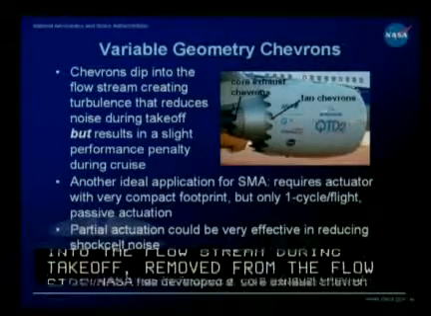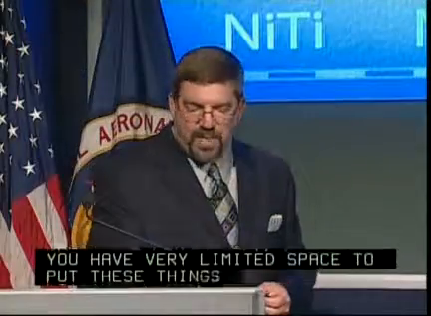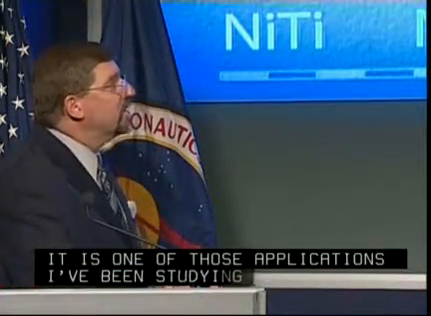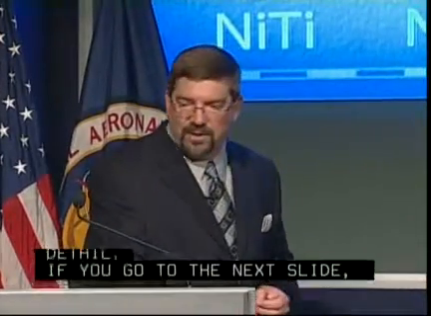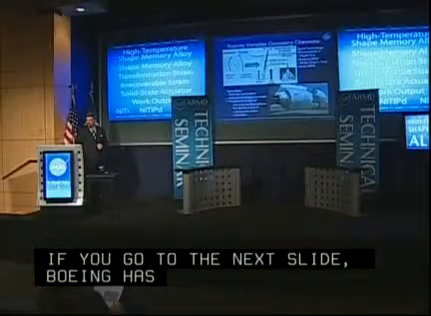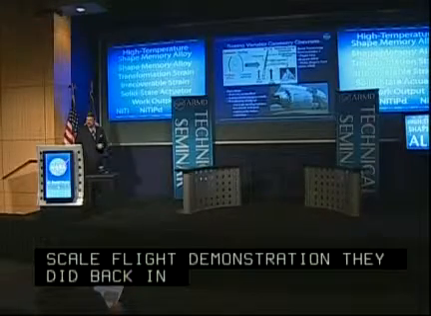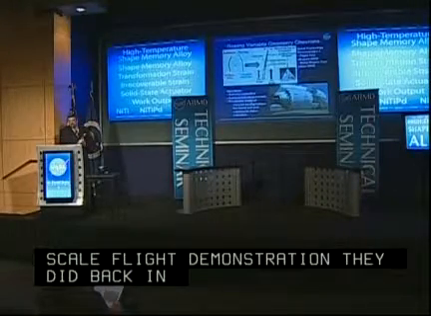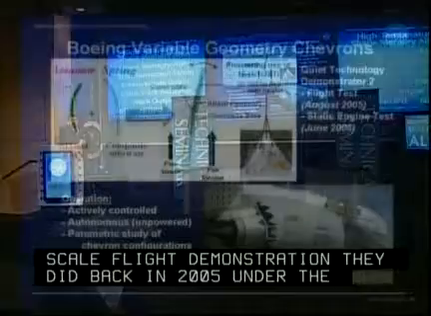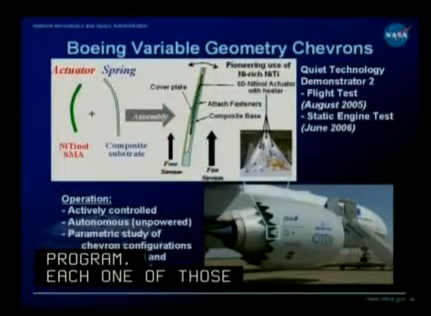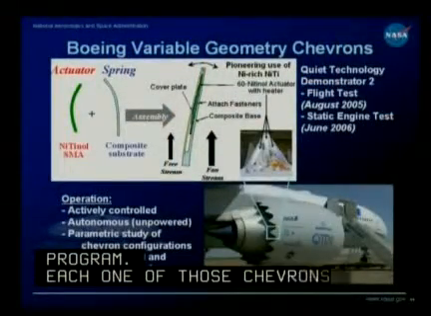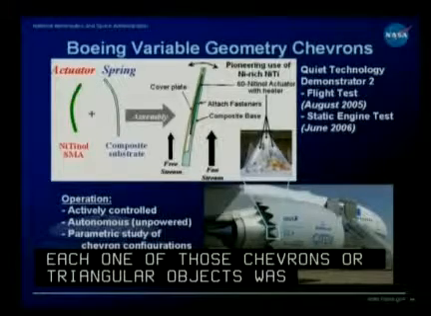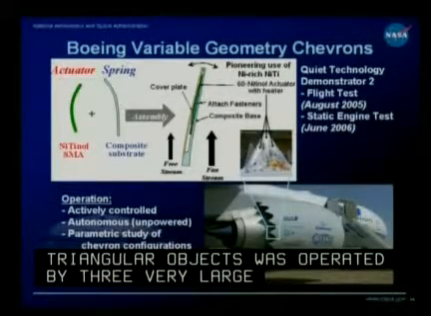So it's one of those applications that have been studied in more detail. If you go to the next slide, as I said, Boeing has done this with a full-scale flight demonstration that they did back in 2005 under their QTD program. Each one of those chevrons, those triangular objects, was basically operated by 3 very large plate-shaped SMA actuators. And they ran it in various configurations.